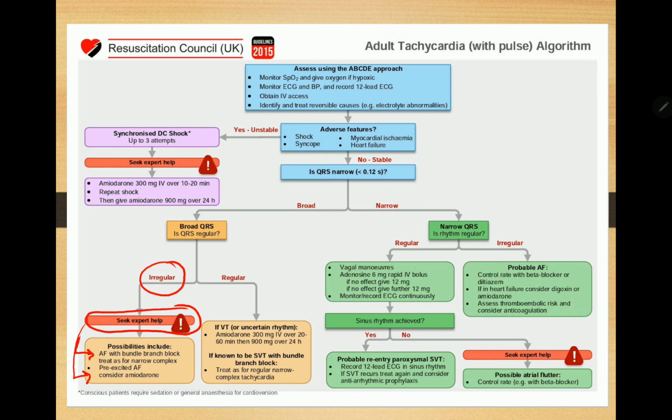Of course, the most common irregular rhythm again is AF. So irregular and broad means AF with bundle branch block or with accessory pathway. And again, I'm stressing this: patients with AF and an accessory pathway should not be given any AV nodal blocking agents like adenosine, diltiazem, verapamil, because this can cause them to go into VT, as explained previously.